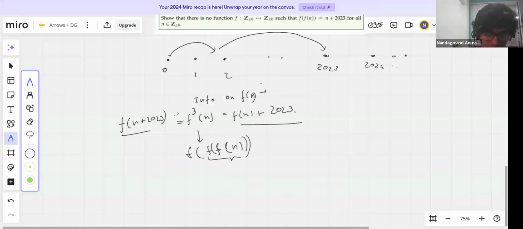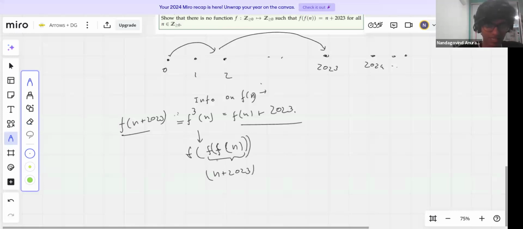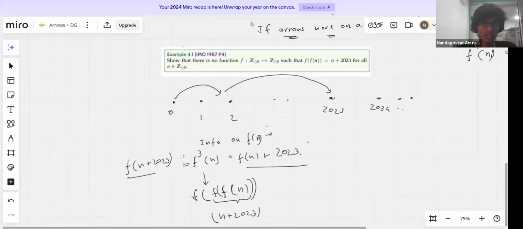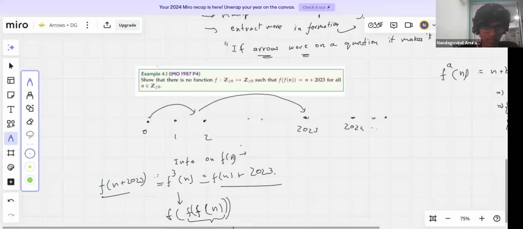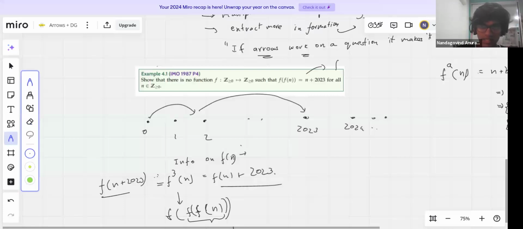So I just say this is equal to n plus 2023, right? I'm just replacing that here, like the fact that double f n is n plus 2023. I understand how the first expression is equal to the second expression. Oh, you mean this equality? Yes. That's just replacing n with f of n here.